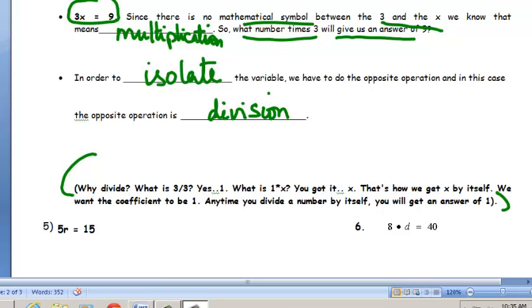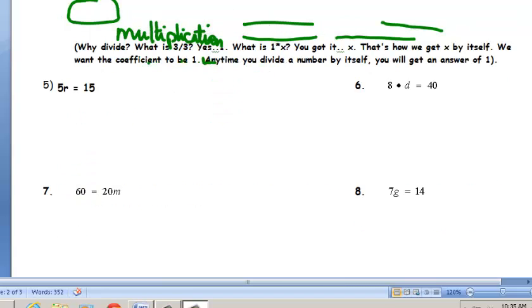Now let's move on to the actual 5 and 6 problems. Alright, let's take a look. The first problem says 5r equals 15. Again, rewrite the original problem that they've given you for more space. Okay, now what's happening between the 5 and the r? It's multiplication. So how do you undo a multiplication? We divide, and I want to write it with the division in the bottom. This keeps it clear for you.